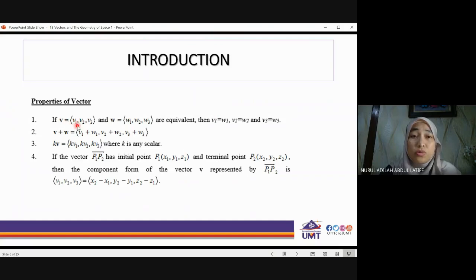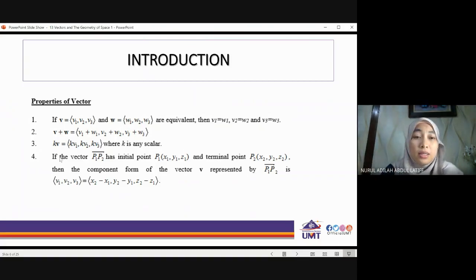Okay. So these are the properties of vector. So if V equals V1, V2, V3, and W equals W1, W2, W3 are equivalent, then V1 equals W1, V2 equals W2, and V3 equals W3. Okay. So the second one is V plus W equals V1 plus W1, V2 plus W2, and V3 add with W3. Okay, usually the 1 will represent X, 2 represent Y, and 3 represent Z.